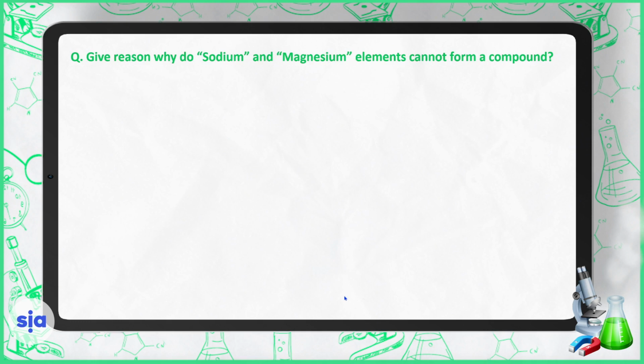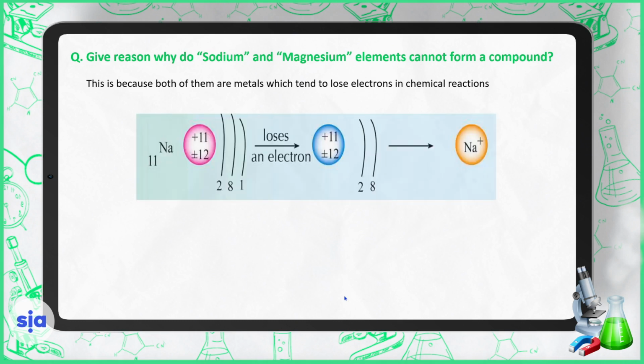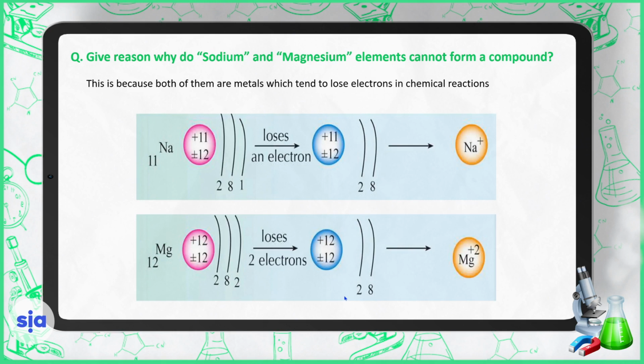So why can sodium and magnesium elements not form a compound? This is because both of them are metals. How can a metal react with another metal? Both of them tend to lose electrons in the chemical reaction. So, of course, they cannot form a compound. The sodium will lose electrons and the magnesium will also lose electrons. So they cannot react together.